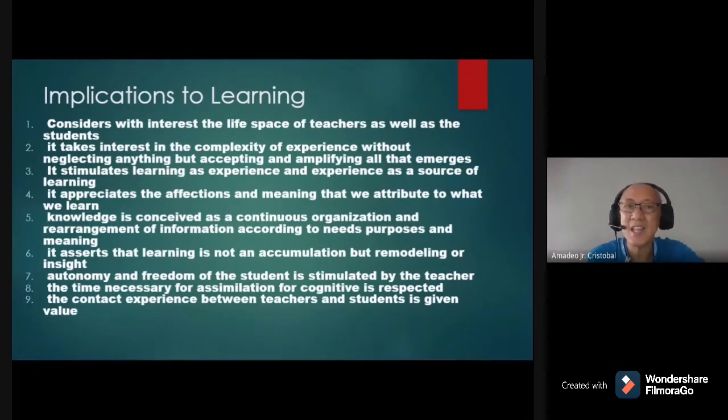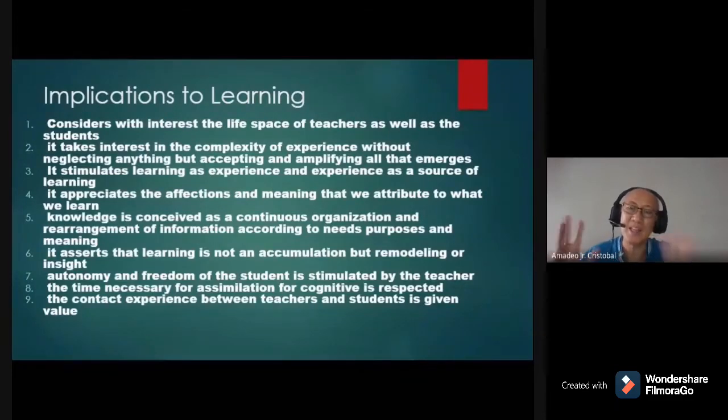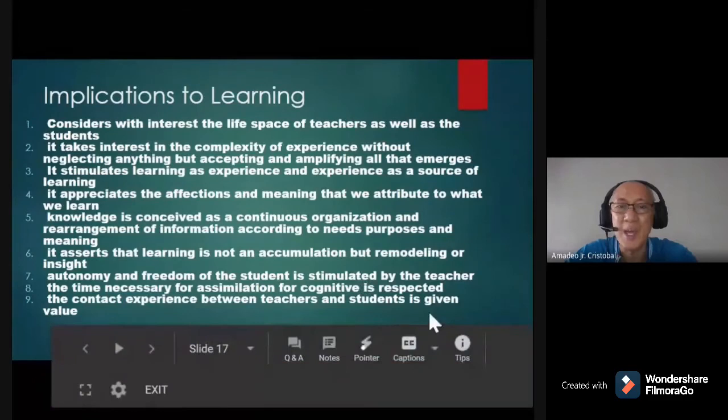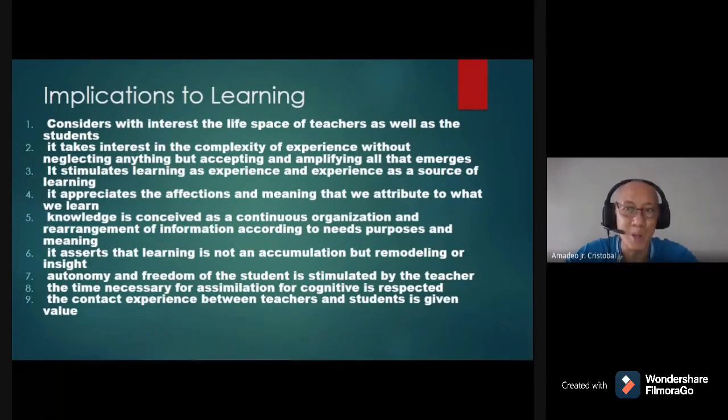typed as copy-paste. Number 8, the time necessary for assimilation for cognition is respected. Meaning, there are students who learn fast, there are students who understand slowly. So that is the individual differences in terms of cognition. So we have to respect students who learn slowly.